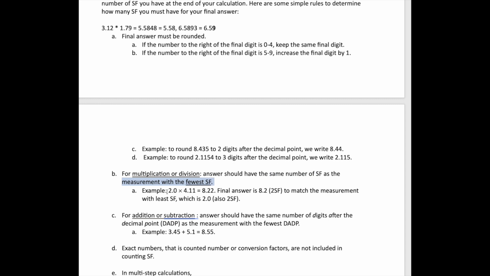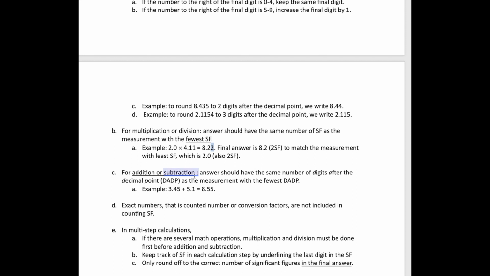So here's an example. Let's say I'm multiplying two different numbers, 2.0 times 4.11. What I get is 8.22. The first number has 2 sig figs. The 4.11 has 3 sig figs. So the final answer must have 2 sig figs, which means I need to round it to this second position right here, okay? So the final answer would just be 8.2.